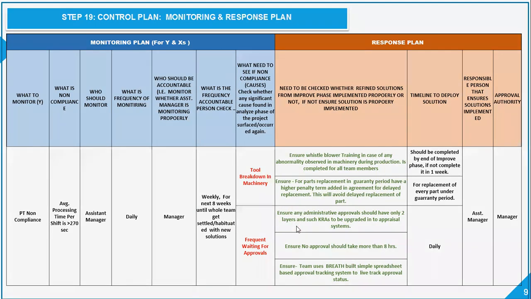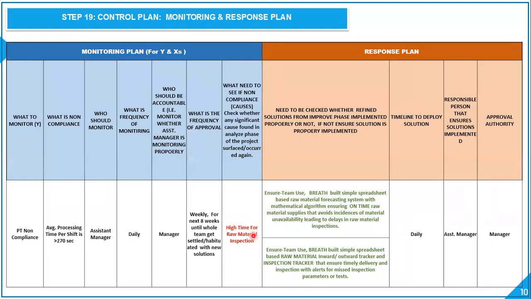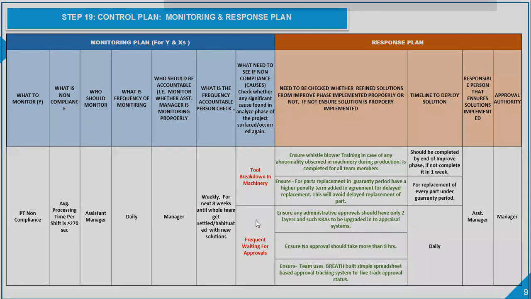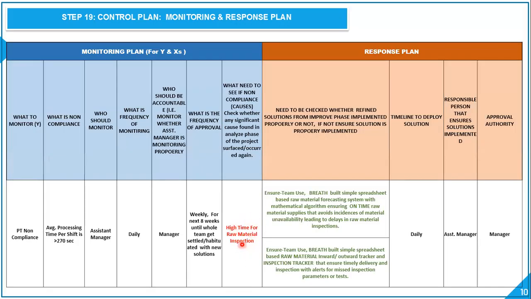And the next slide is also for the third cause, right? So we had two causes over here, statistically significant causes. The same thing. The next cause, third cause, high time for raw material inspection. This is how we're going to control the performance of the Y by controlling the performance of the X's, statistically significant X's, by ensuring the ground level team is following solutions properly.